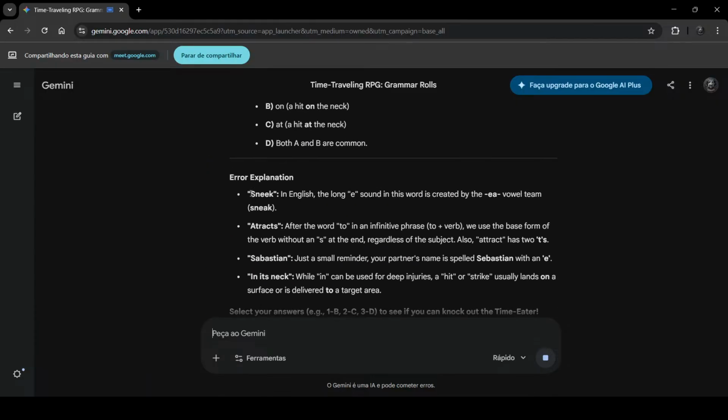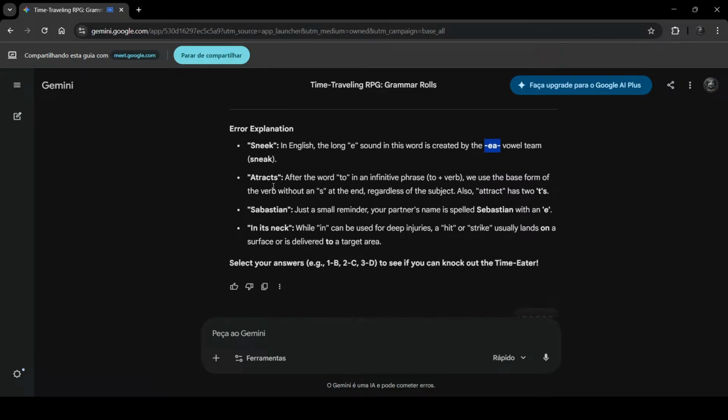There are some other things, but "sneak" in English, the long e sound in this word is created by an ea, not double e. The vowel in "sneak." Double e usually has an e sound. The ea is a little more complicated. You never know, you have to know the word. Sometimes it's an e sound, sometimes it's an eh sound like bread, sometimes it's an ah like heart.